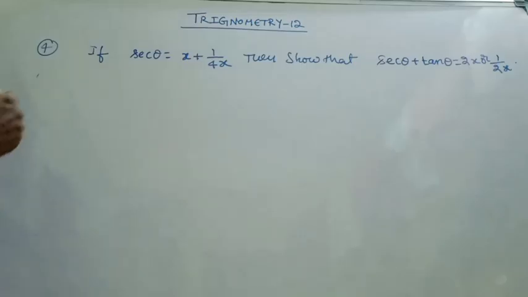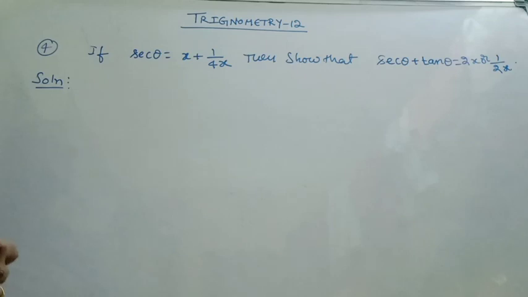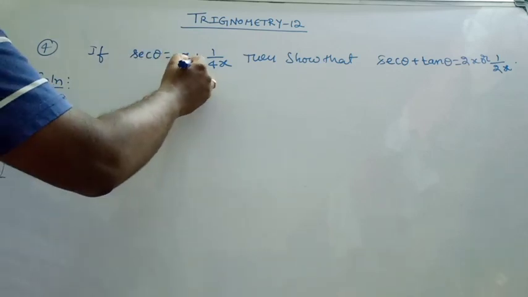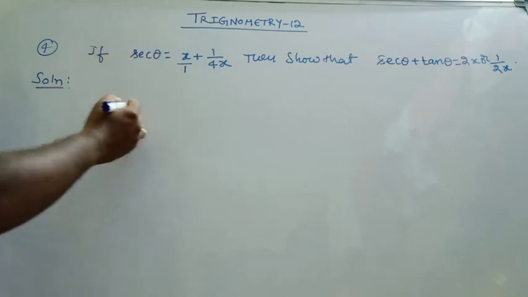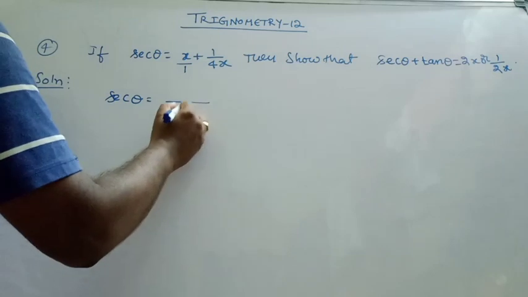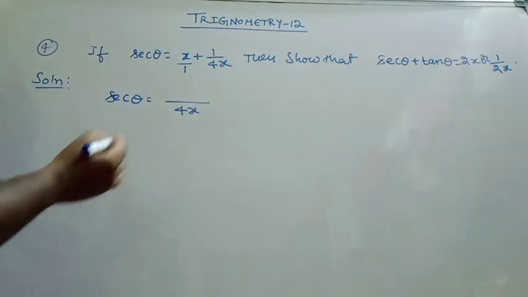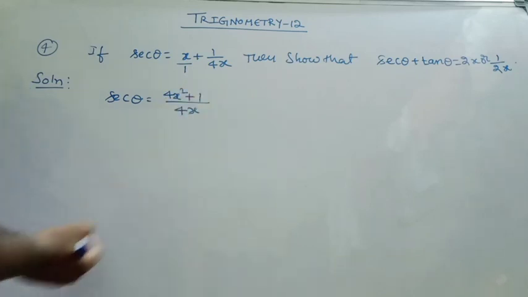Right, now this problem also, my dear students, many students are having doubt. Secant theta equal to x plus 1 by 4x. We need to prove secant theta plus tan theta equal to 2x or 1 by 2x. See, this is secant theta, they given it as x plus 1 by 4x, means let us take x by 1. Now secant theta is equal to, you take the LCM as 4x, now this is 4x square plus 1 over 4x, right?